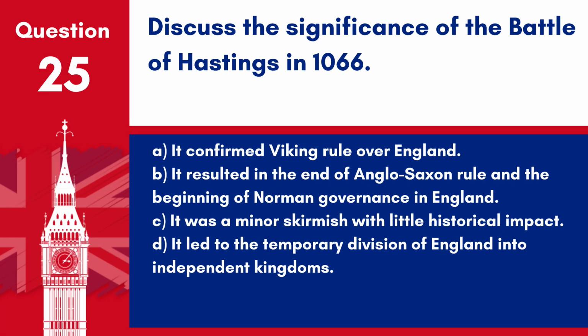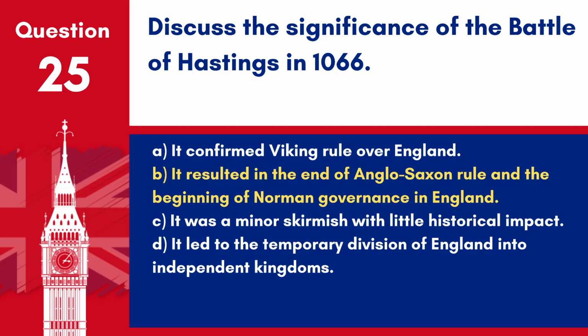Question 25. Discuss the significance of the Battle of Hastings in 1066. A. It confirmed Viking rule over England. B. It resulted in the end of Anglo-Saxon rule and the beginning of Norman governance in England. C. It was a minor skirmish with little historical impact. D. It led to the temporary division of England into independent kingdoms.